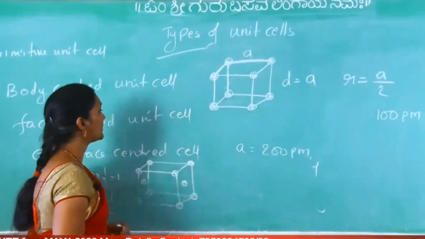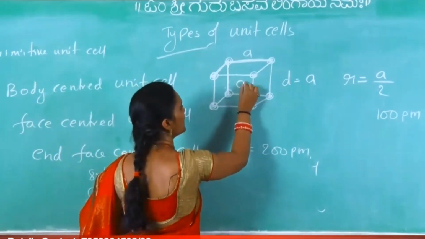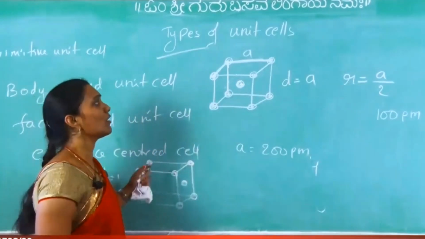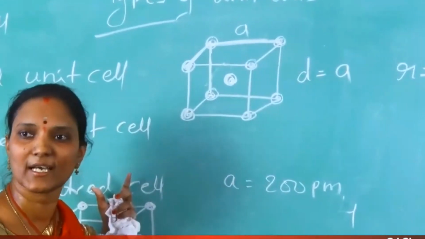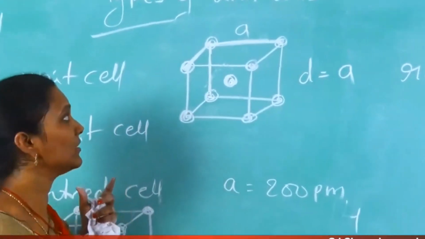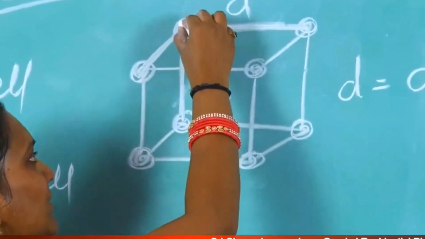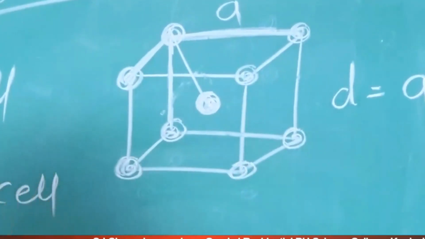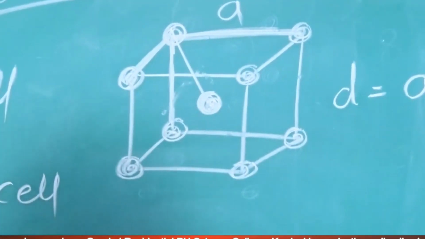Now come to the body centered unit cell. At the body center, one particle is present. What is the distance between nearest neighbors? Which are the nearest neighbors? Take any one corner, and the body center. These two are nearest neighbors. The corner particle and the body center particle are nearest neighbors.